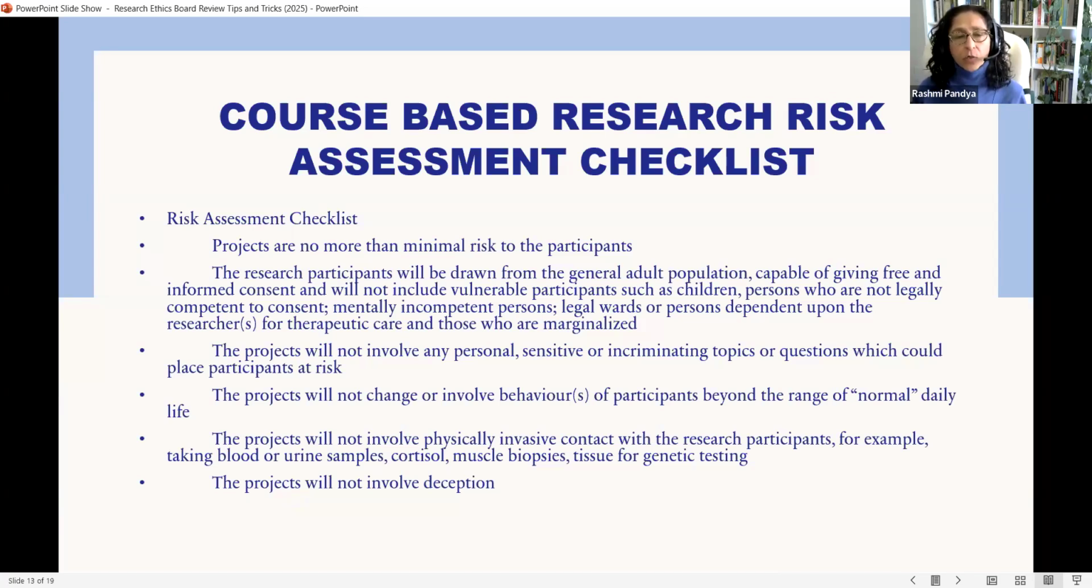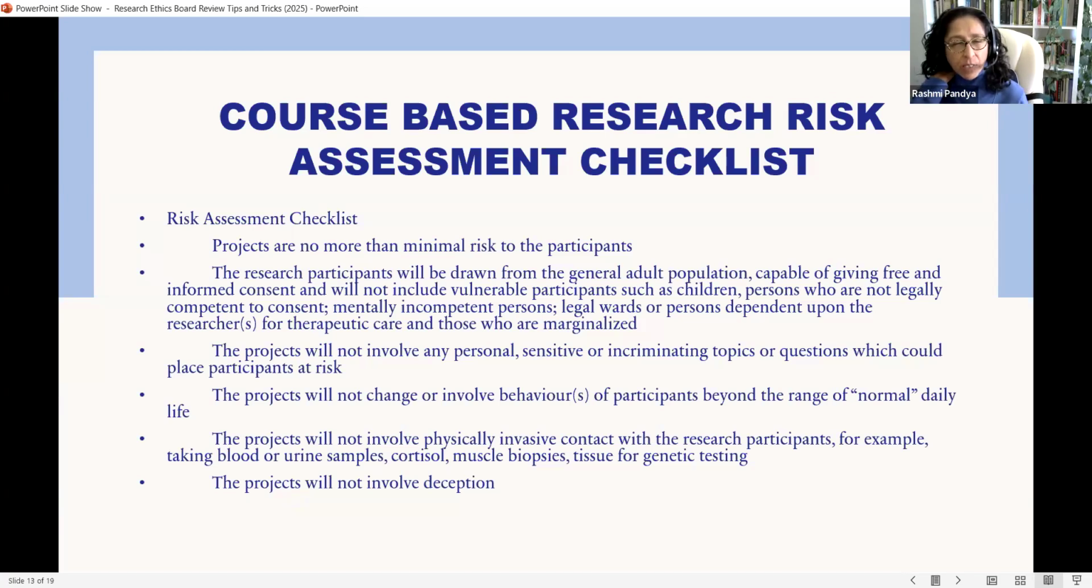And I think this is especially important with people who are just learning research methodology for the first time. The projects will not change or involve behaviors of participants beyond the range of normal daily life. The projects will not involve physically invasive contact with the research participants, for example, taking blood or urine samples, cortisol, muscle biopsies, tissue for genetic testing. The projects will not involve deception.